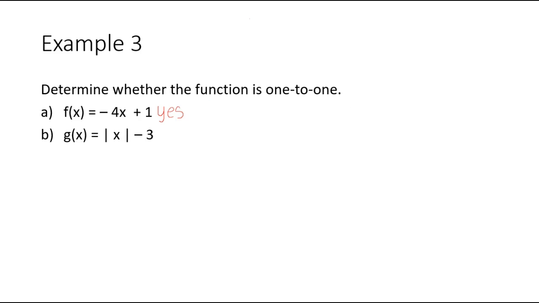All right, now for b, we have g of x equal to the absolute value of x minus 3. I'm going to apply the same logic there. I'm going to find out what g of a is equal to. And that's going to give me the absolute value of a minus 3. And then I'm going to find out what g of b is equal to. And this is going to give me the absolute value of b minus 3. And then I am going to set g of a equal to g of b. And I'm going to solve this problem for a and see if it means that a has to be equal to b.